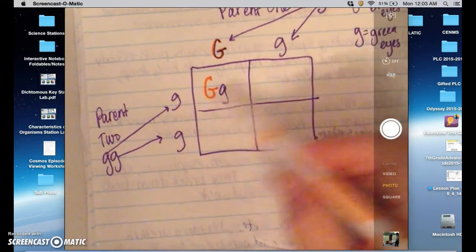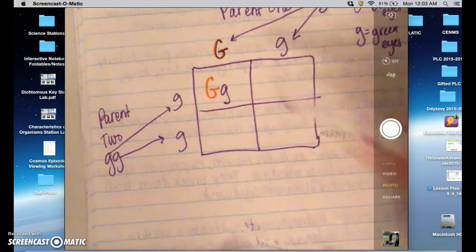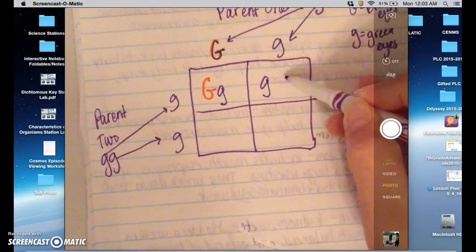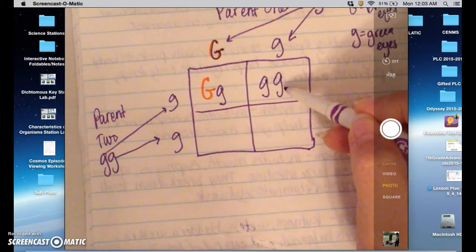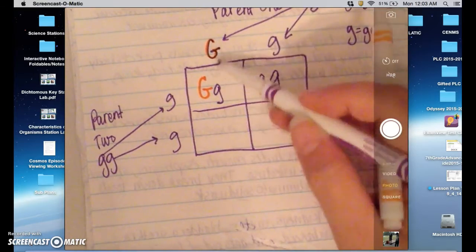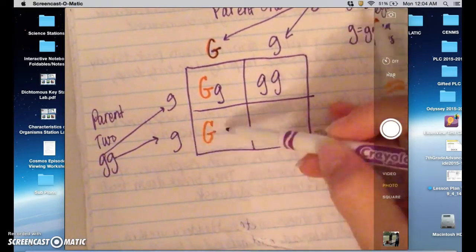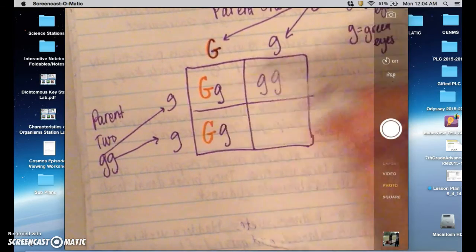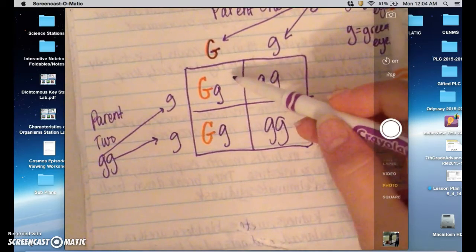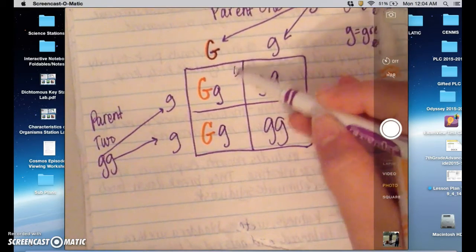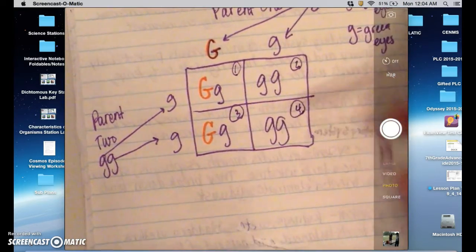Over here in this box, you've got a lowercase g, so you're going to get a capital G and a lowercase g. And then this one, you're going to get another lowercase g. You're going to bring this one over. And in the third box, you're going to have this capital G again and the lowercase g here. And then you'll have G, g again in this fourth box. Each of these boxes represents offspring. So this would be offspring number 1, offspring number 2, offspring number 3, offspring number 4.